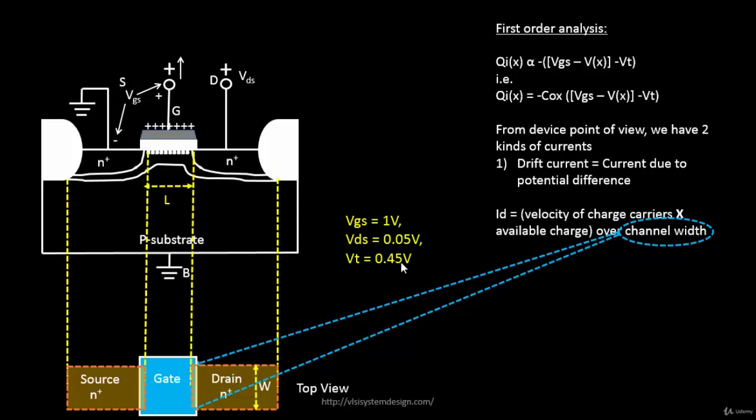Okay, so things have become analytically, theoretically pretty much clear over here. Now we have to just put some values over here. We have to put the value of velocity, we have to put the value of available charge, and integrate it over the complete channel width, and that's where you will get your current equation for source to drain for this kind of scenario. And the scenario is where your VGS is 1 volt, which is greater than VT, your VDS is very small, which is 0.05, and you have your threshold voltage as 0.45. Given these values, and given that the drain current is a function of velocity of charge carriers and the available charge over channel width, we have to just plug in those values and integrate completely over the channel width.